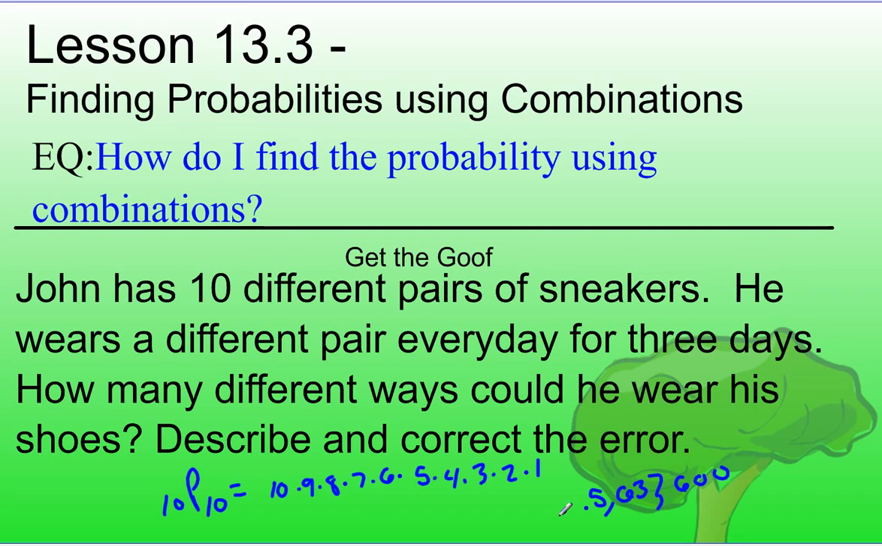Ways he could wear his shoes. That's not a decimal point, that's just a dot. There. That's how many ways he could wear his shoes. The 3 days seems like extra information trying to trick you up, and it did for that get the goof.